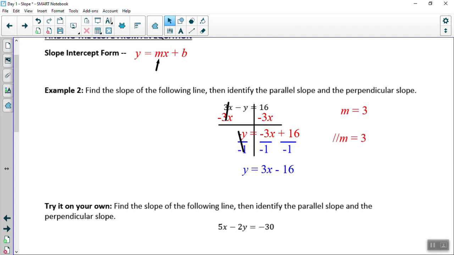So then our perpendicular slope, remember, is going to be the negative reciprocal. I can look at this as being 3 over 1. So when I flip that, it becomes 1 over 3. And then I need to change my sign. So instead of a positive, it becomes negative. So negative 1/3.